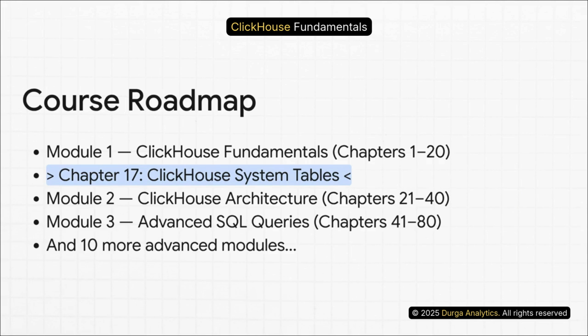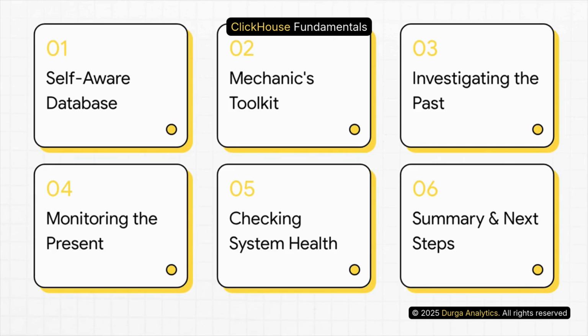So let's get started. Here's our game plan for this chapter. First, we'll talk about this idea of a self-aware database. Then we'll open up what I call the mechanics toolkit to see how we can investigate things that happened in the past, monitor what's happening right now, and even check on the system's physical health before we wrap it all up.